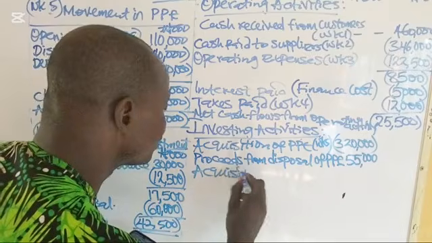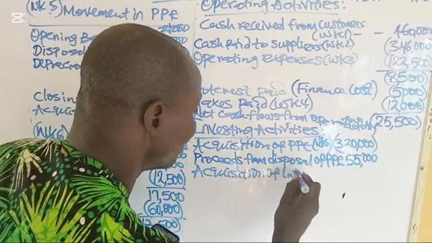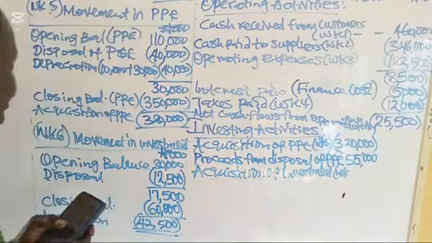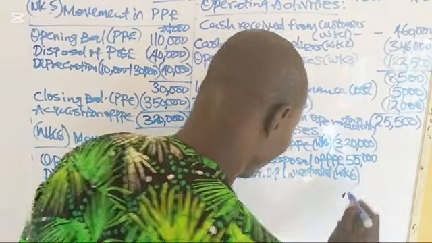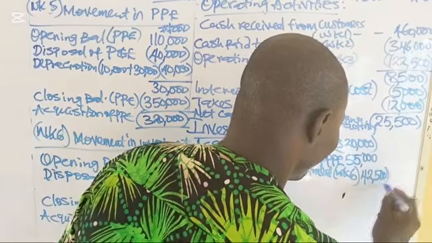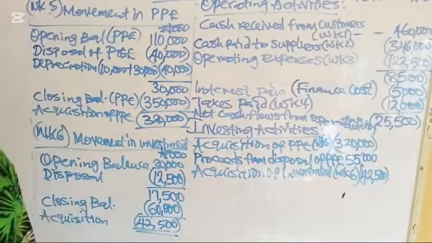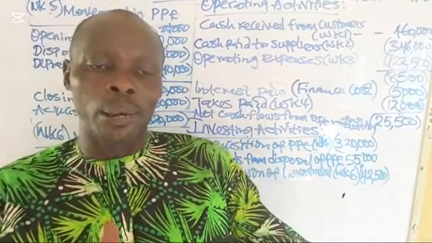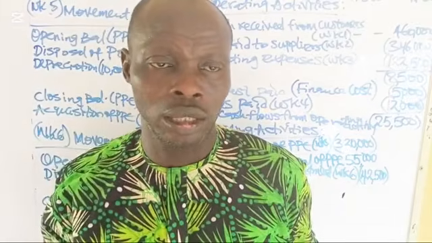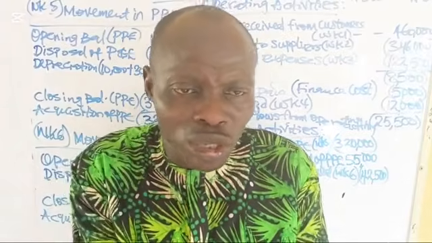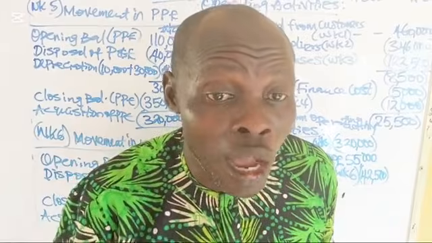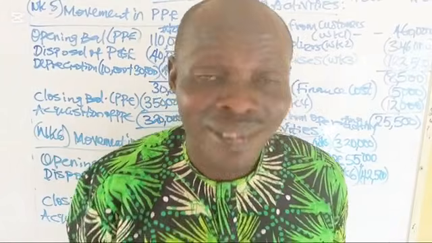Acquisition of investment. Working number 6. Outflows of 42,500. Now, investments were sold. When you sell investment, you receive cash. How much is the cash received on disposal of investment? You say what? 20,000.